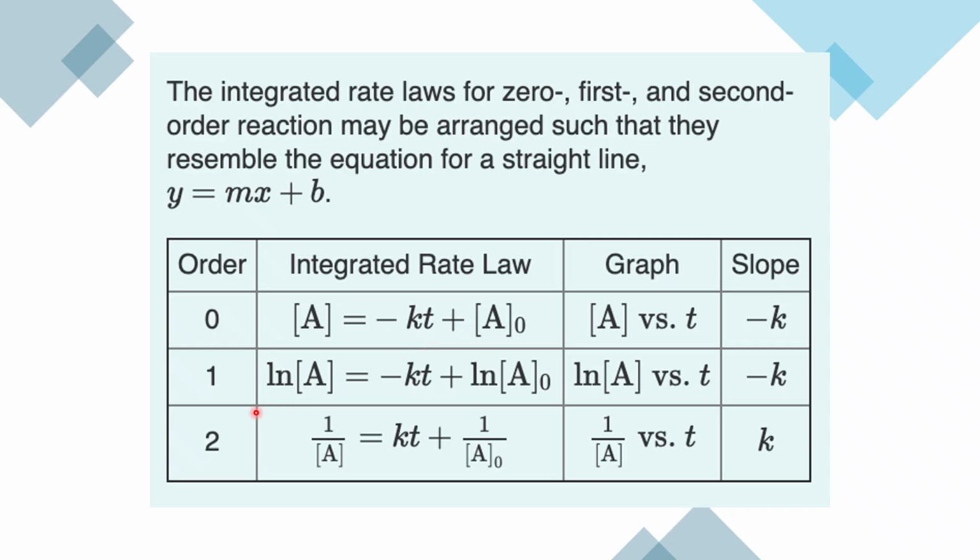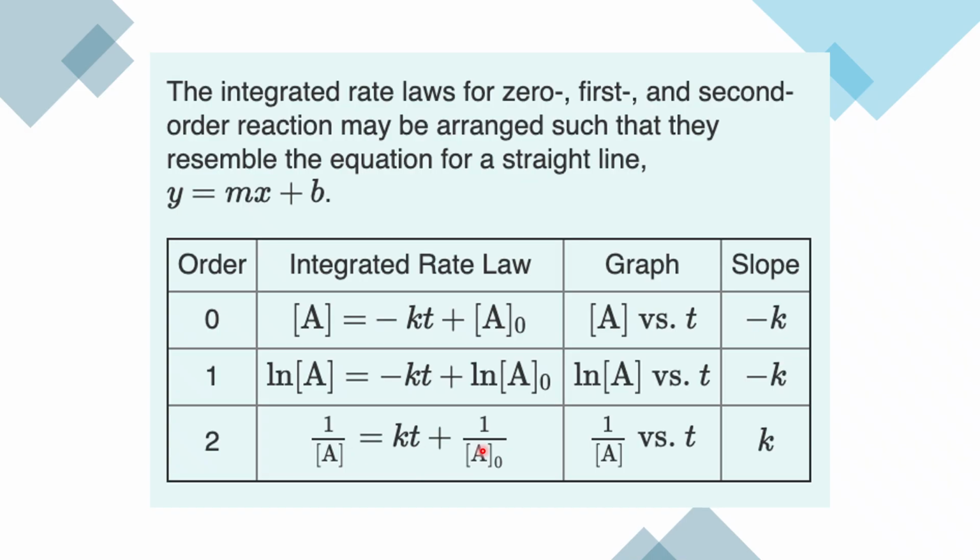If it's a first order reaction, we have the natural log of A. Again, we can plot that against time. And then for a second order reaction, we have the inverse of the concentration. 1 over A can be plotted against our x variable of time.